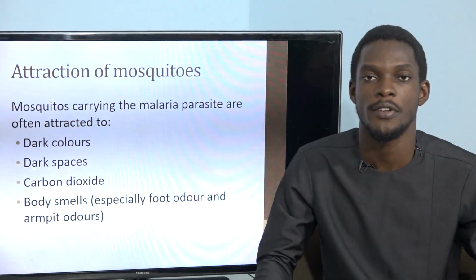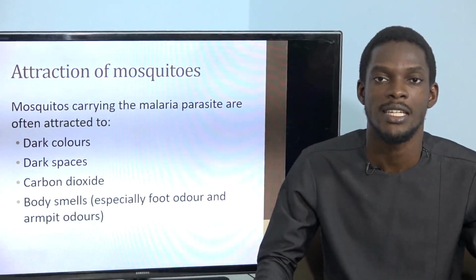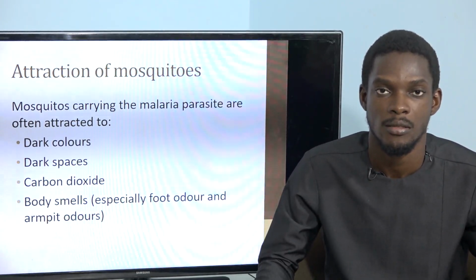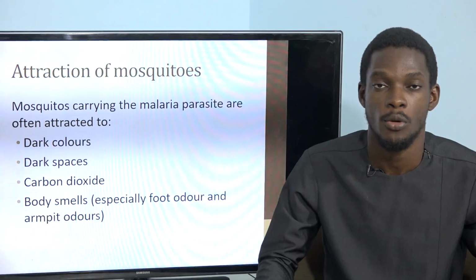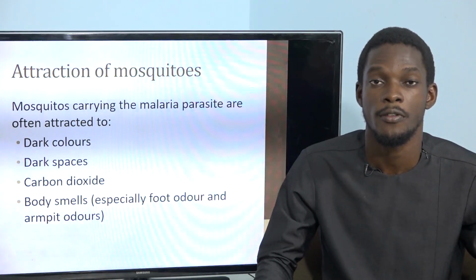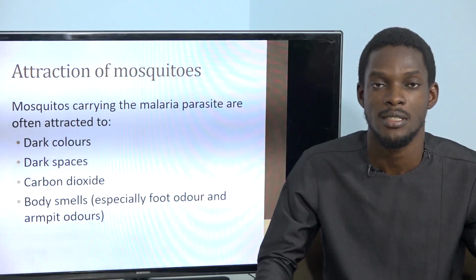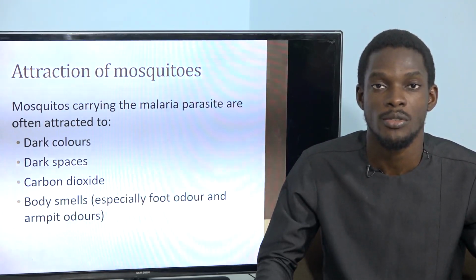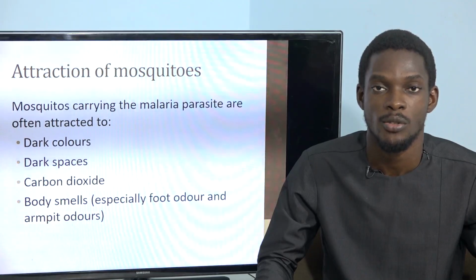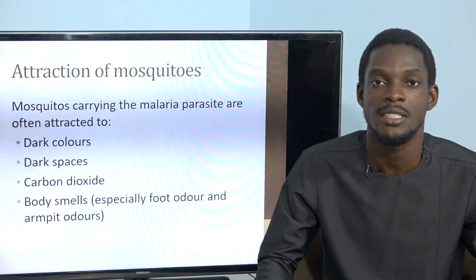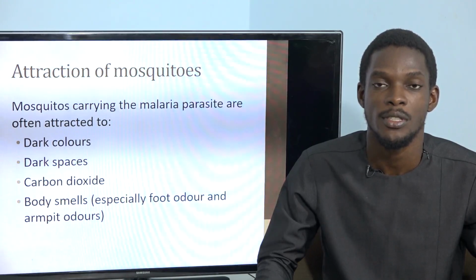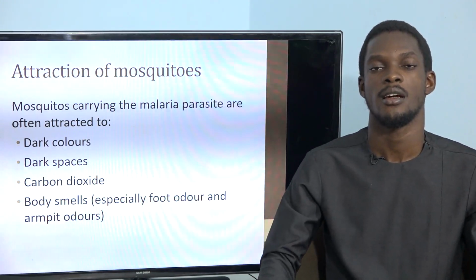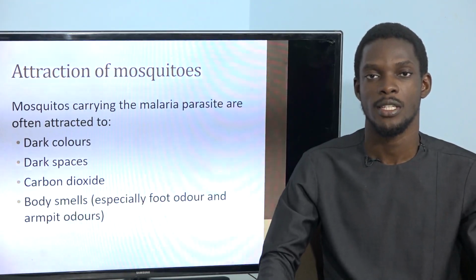People often ask how mosquitoes identify human beings in the dark or at night. Mosquitoes are often attracted to dark spaces and dark clothes. They are also attracted to carbon dioxide. So as an individual breathes in and breathes out, the mosquito identifies the individual and attracts itself to the carbon dioxide.